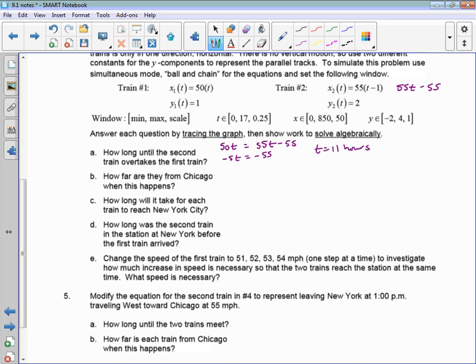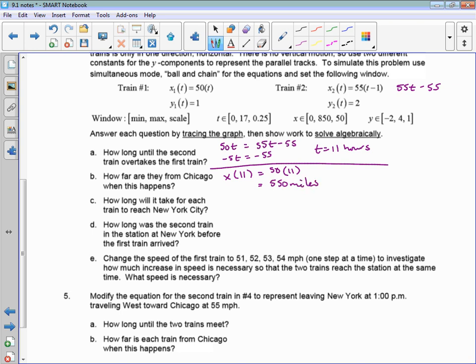And then how far are they from Chicago when this happens? Well, we know they've been traveling for 11 hours, so what do you do with that 11? Plug it in. And I don't care which equation you plug it into. The first one I think is easier. You would just do x of 11. So that's going to be 50 times 11. And we get 550 miles.